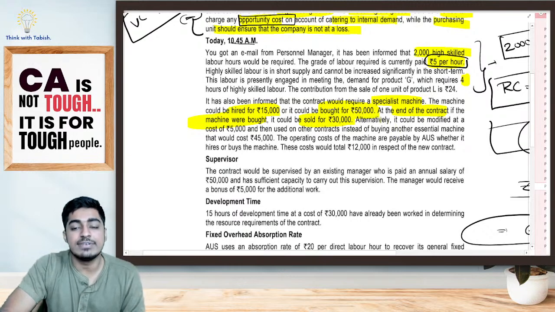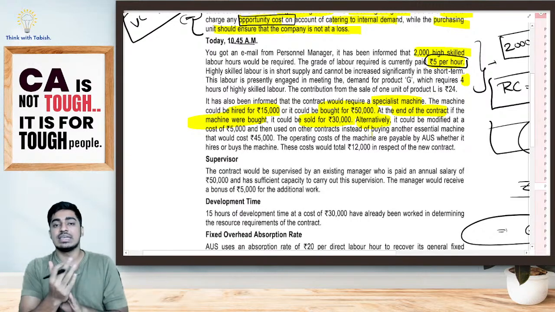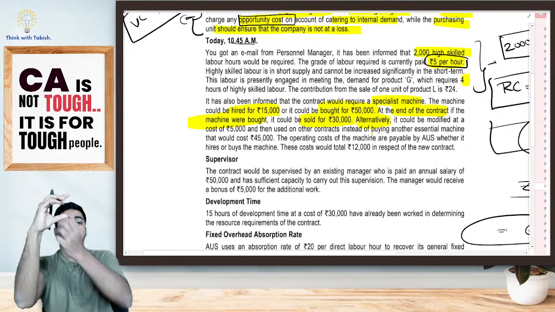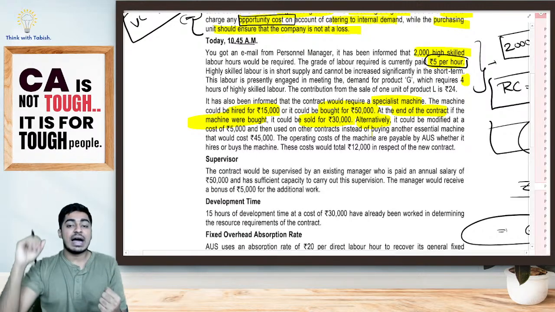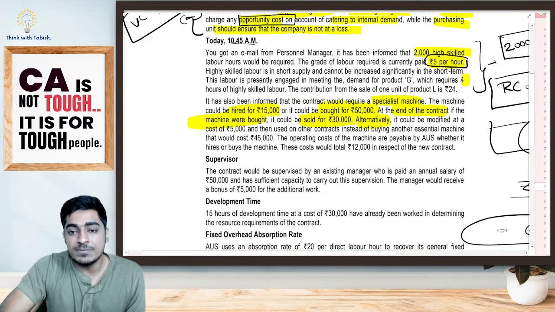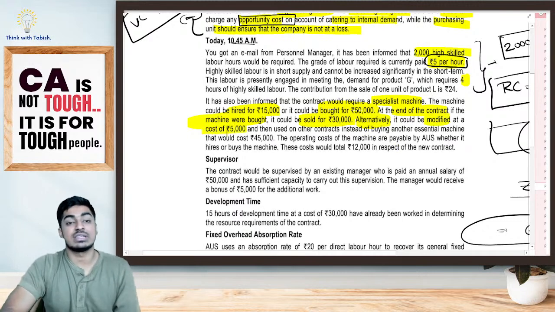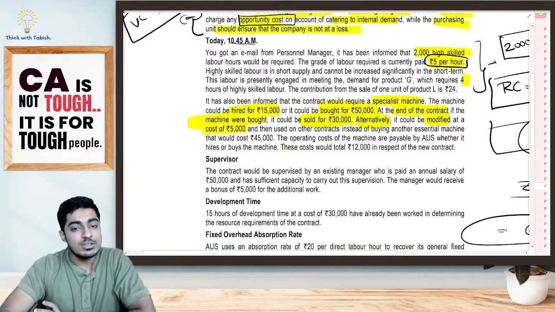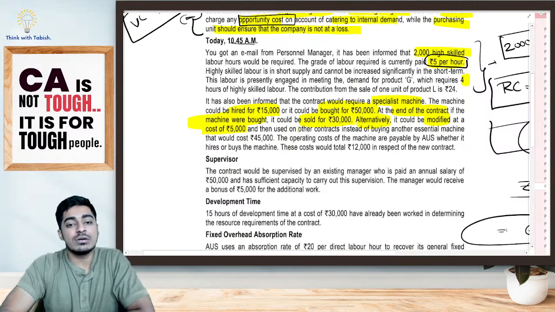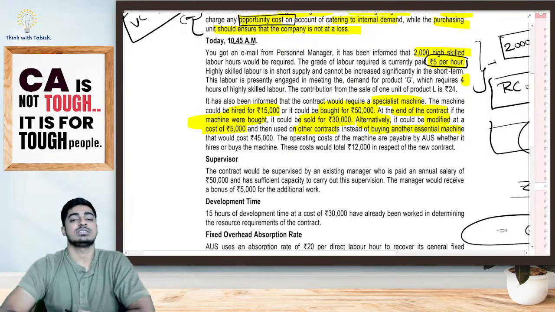Alternatively, what is the question telling? If I purchase the machine, option 1, I can sell it at the end of it. Or alternatively, it could be modified at a cost of 5,000. I can pay 5,000, modify it, and then use it on other contracts instead of buying another machine, which would cost 45,000.